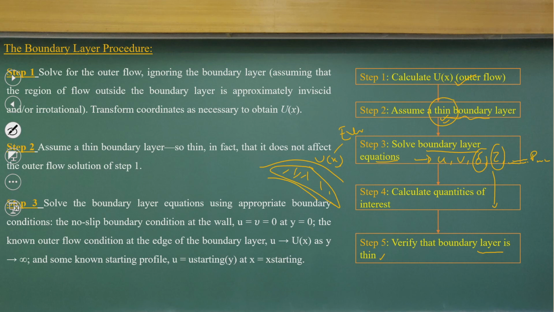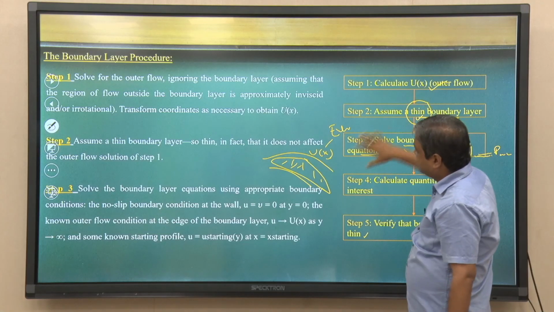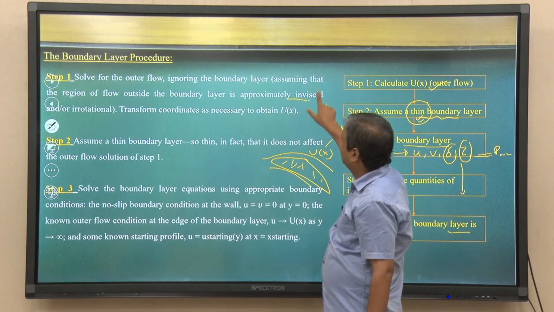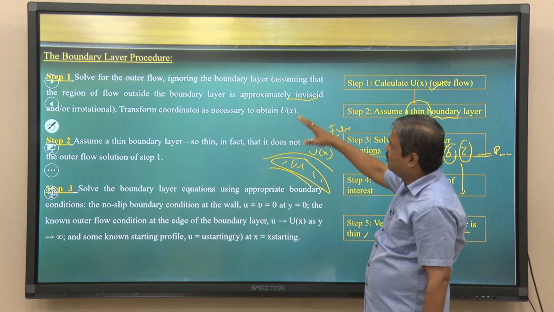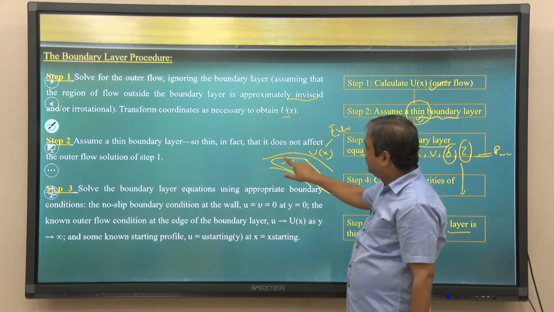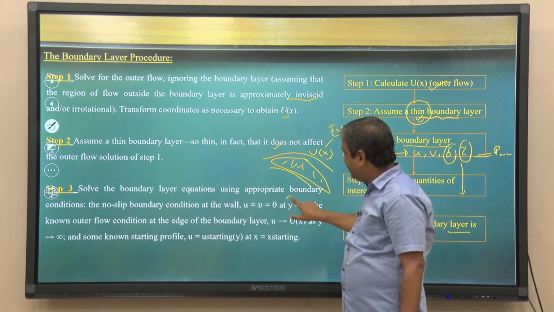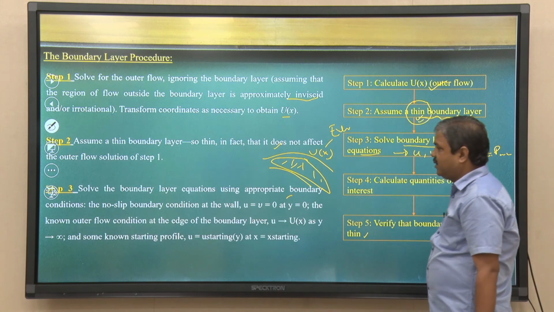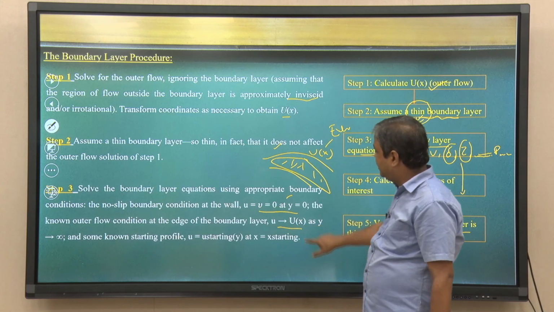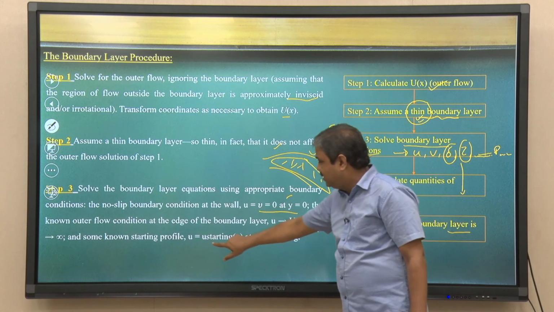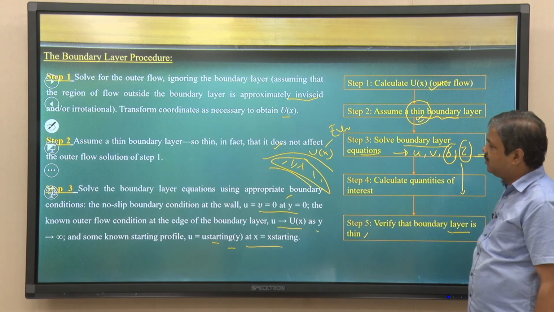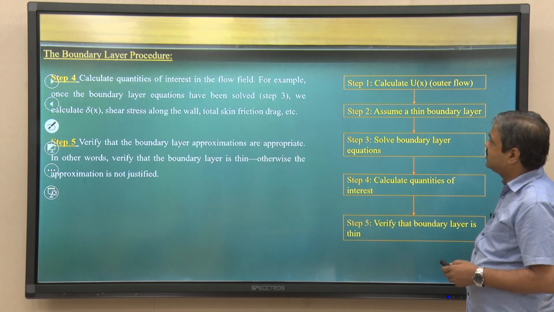So, stepwise, you move from calculating u x, the outer velocity field, assuming that the region outside has approximately no viscosity and is irrotational. So, we can use the Euler equations to get the u x value. Assuming this is thin, again you solve the boundary layer equations with the boundary conditions of no slip, as well as the boundary condition that u equals u x, and u remains steady at all these locations. That is what we look at as boundary conditions for the boundary layer equations.